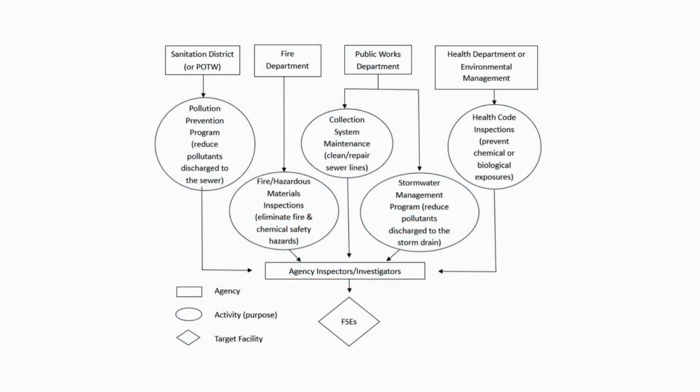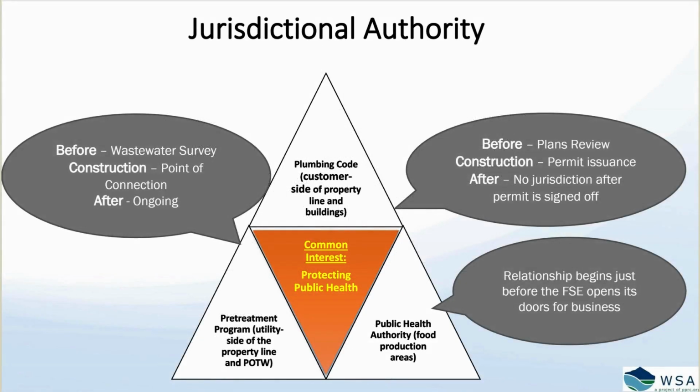Step 3. Establishing program administration. There are overlapping jurisdictions within a municipality with an interest in and authority over food service establishments. Creating a FOG abatement program takes coordination and communication with many stakeholders. The FOG Abatement Program Establishing Program Administration worksheet includes a visual of how and when various authorities interact with an FSE. This illustrates the need for coordination with these departments at various stages of the FSE's construction and operations, plus the fact that all authorities are interested in protecting public health.